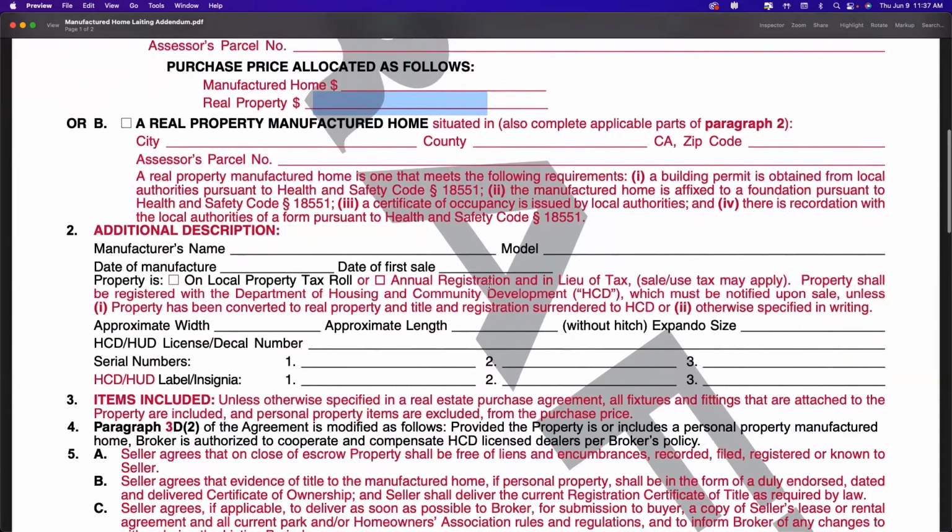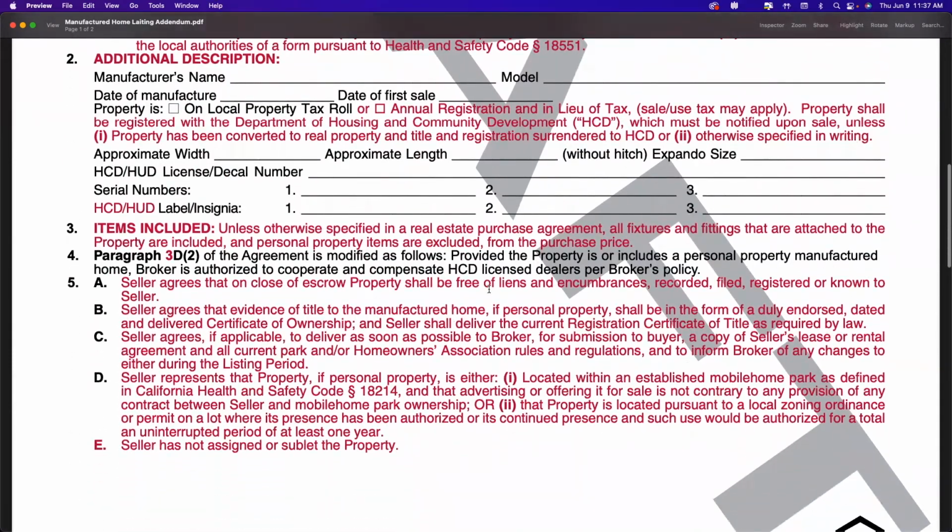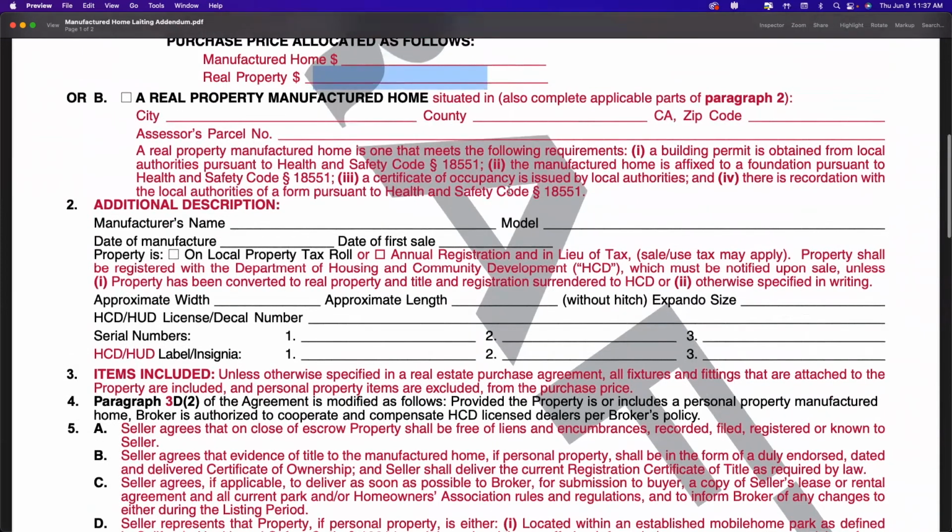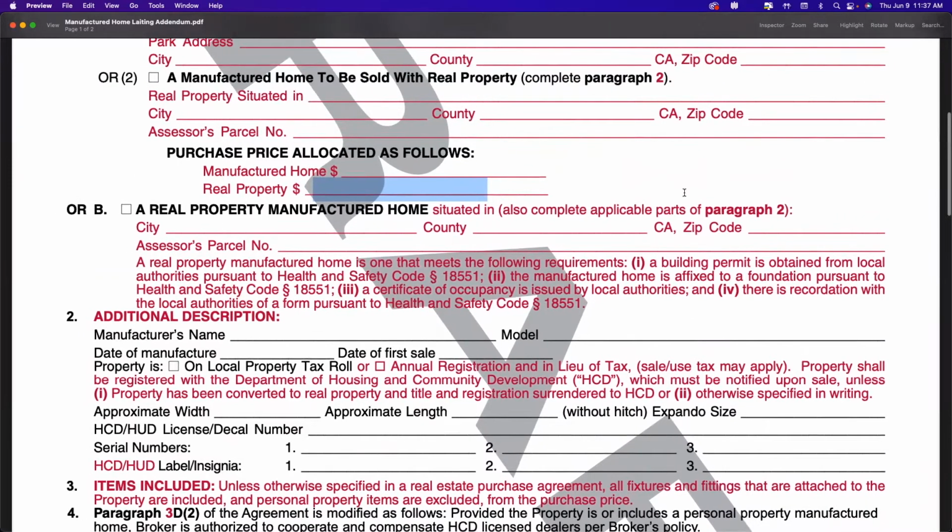So now the APN number actually reflects that it's a home. It says here, a real property manufactured home is one that meets the following requirements: a building permit is obtained from local authorities pursuant to health and safety code; the manufactured home is affixed to a foundation pursuant to health and safety codes; a certificate of occupancy is issued by local authorities; and there is recordation with the local authorities of a form pursuant to health and safety code. So it's like a real house. That's what they're saying with this one.